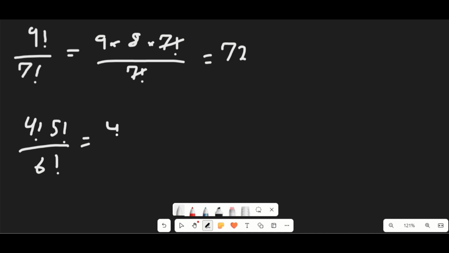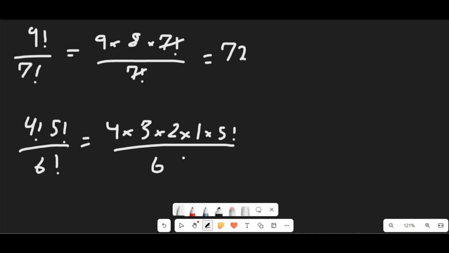So let's write it as 4 times 3 times 2 times 1 times 5 factorial, divided by 6 times 5 factorial. We can just cancel the 5 factorial and we can cancel 3 times 2 with 6. So the answer we will be left with is 4 times 1, which is 4. So 4 factorial times 5 factorial divided by 6 factorial is equal to 4.